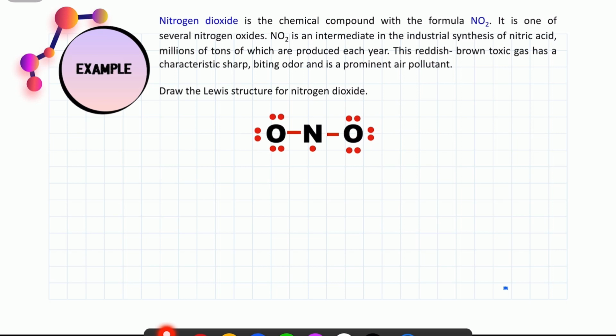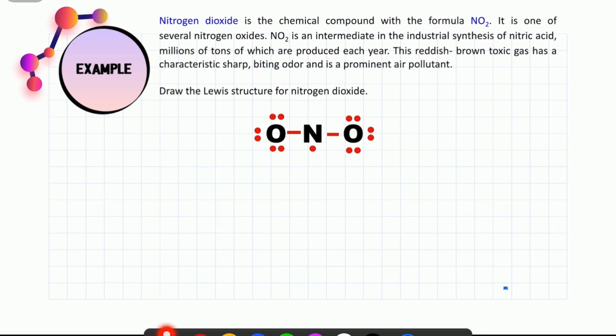Okay, and it needs us to draw the Lewis structure for nitrogen dioxide. So this is the Lewis structure for nitrogen dioxide. If you can see, nitrogen and oxygen are categorized as octet, and the oxygen as a terminal atom, both of the oxygens are octet because there are 8 electrons around the oxygen, but nitrogen has a lone electron. Right now it's showing that there are 5 electrons around the nitrogen.